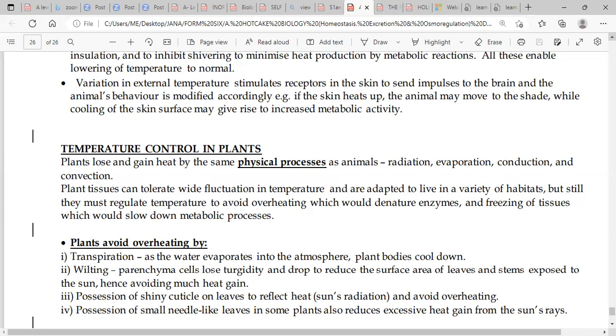So now, look for questions. Allow yourself to get exposed to as many questions as possible about homeostasis, about osmoregulation and excretion.